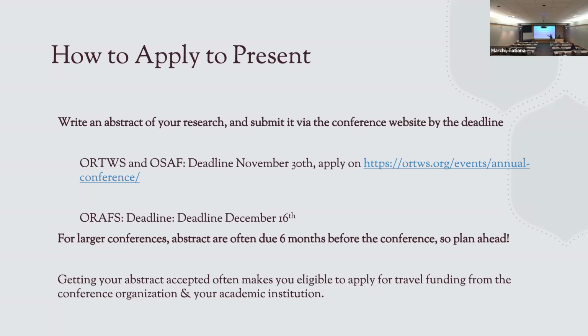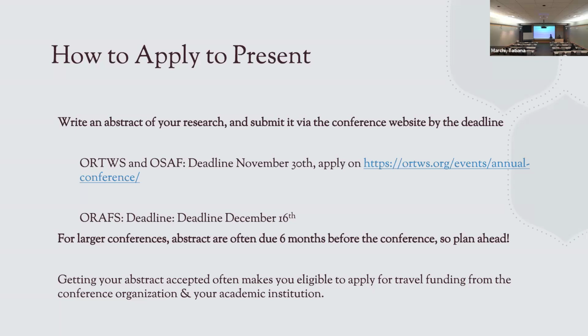And the deadlines for this year are November 30th for ORTWS and Oregon SAF. And for Oregon AFS, the deadline is December 16th. So the fish people get a little bit more. Love the fish people for that.